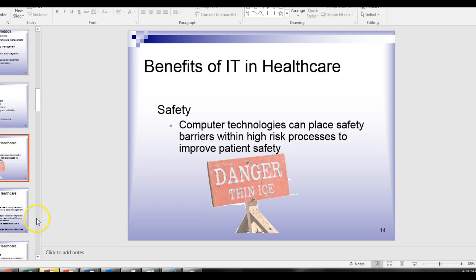So what are some benefits? Safety. Computer technology can place safety barriers with high-risk processes, okay? Think about medication administration. Places that use the scanning administration for medication went down to 0% med errors. 0%. You cannot fight 0% med errors, okay? That's insane. Because they're taking away human error.